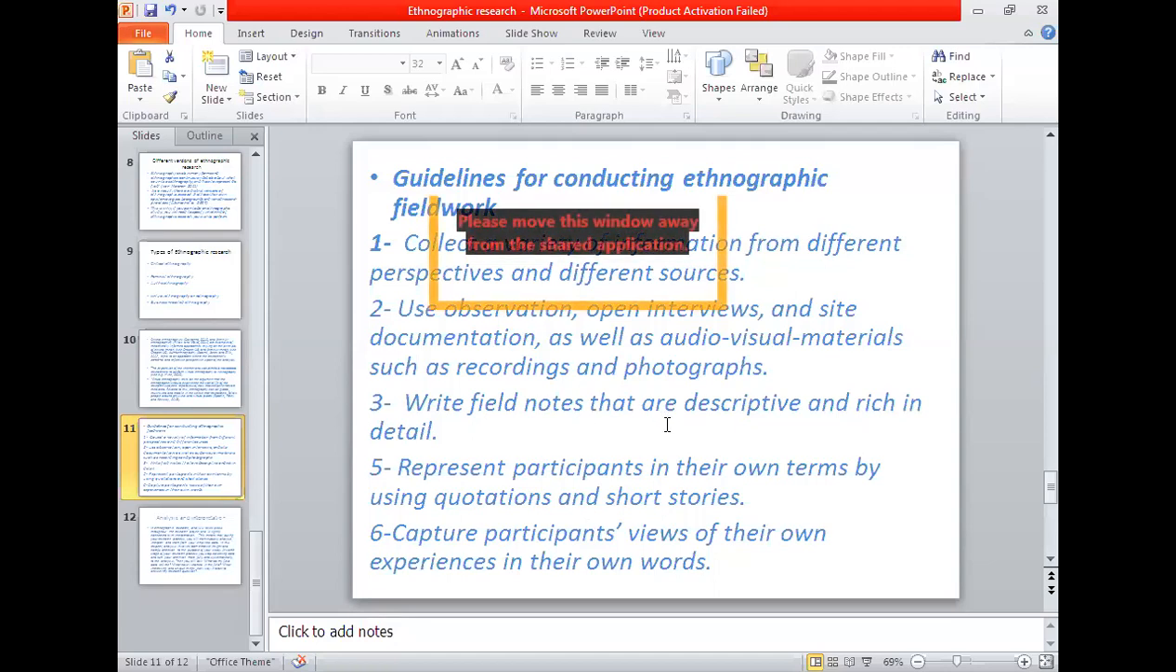Descriptive तो आपको पता है कि यहाँ पे in depth understanding है, holistic approach use होती है qualitative researches में, तो आपके पास rich descriptive detail होती है। Represent participants in their own terms by using quotations and short stories, like participants within qualitative research, within ethnography, they can write their views in different type of forms, writing form, stories के form में, quotations के form में, represent participants in their own terms by using quotations and short stories, and capture participants' view of their own experiences in their own words.